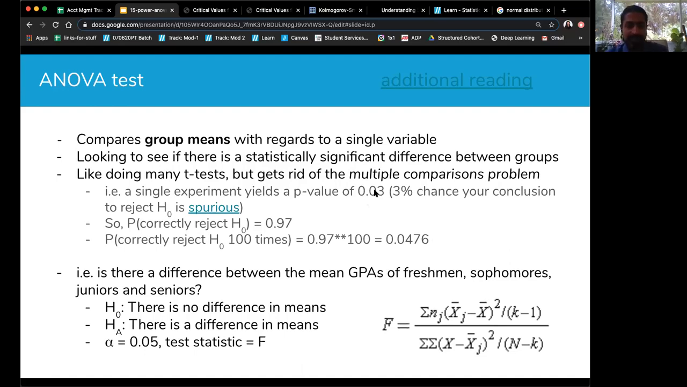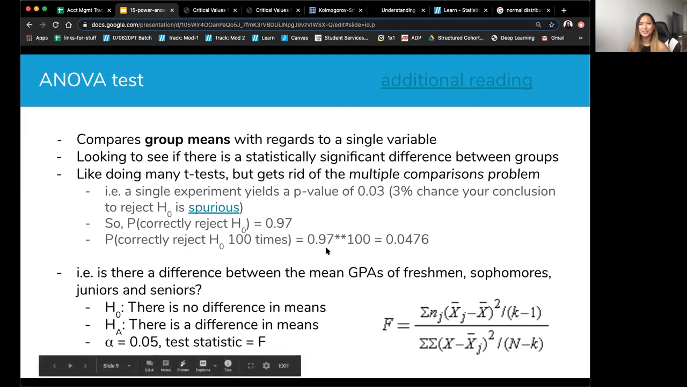So will this test tell us whether we should be rejecting the null hypothesis or not? Yes, the ANOVA test will. I'll show you in the next slide. It's pretty easy to tell whether you want to reject the null hypothesis or not. That will be in the next slide.